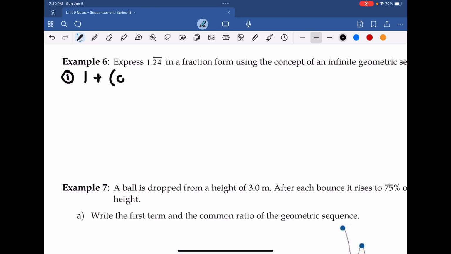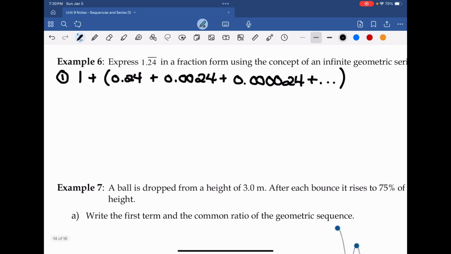So what I'm going to do is go 0.24, which was the first part of the decimal, plus 0.00. I skip over those points and write the next repetition, which is 0.0024. Then I'm going to write the next repetition, which is 0.000024. So I'm adding another 2 zeros, and that pattern would continue infinitely. Put a bracket. Now, there's a couple things we're going to pull out of this.